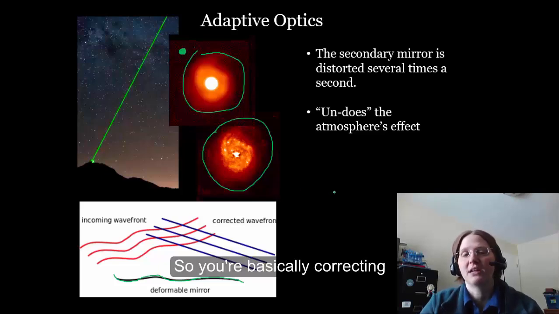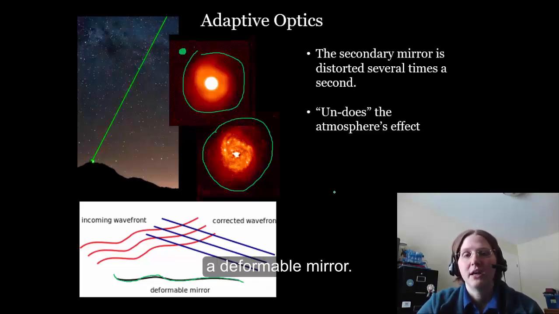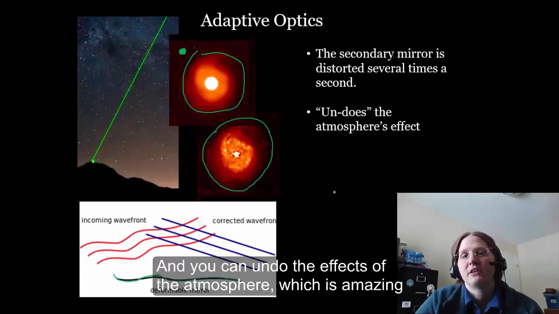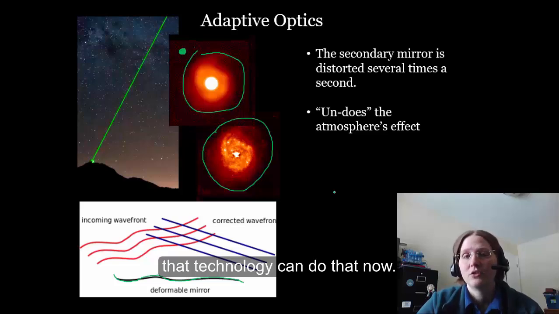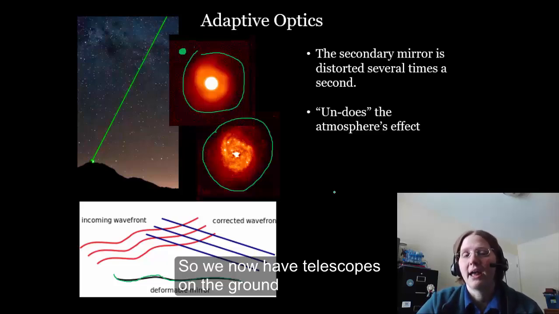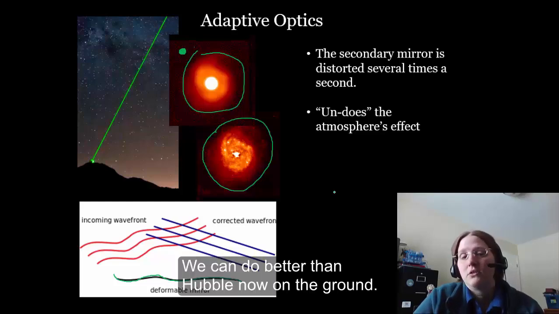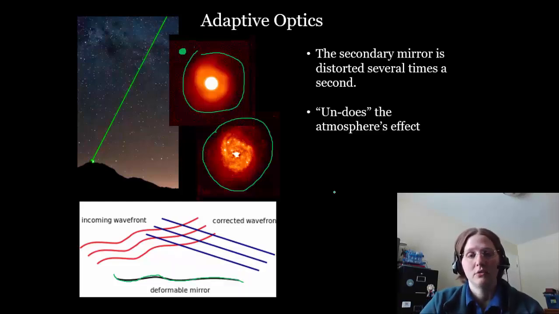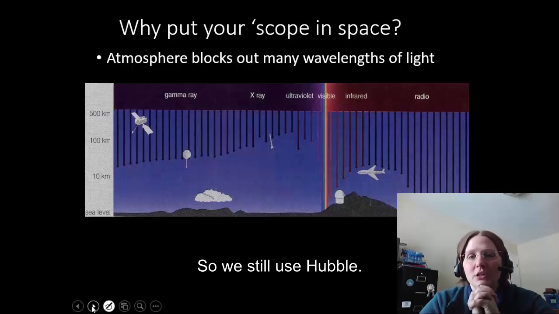So you're basically correcting for twinkling several times a second using supercomputers and a deformable mirror, and you can undo the effects of the atmosphere, which is amazing that technology can do that now. So we now have telescopes on the ground that can do visible astronomy better than Hubble. We can do better than Hubble now on the ground. So we still use Hubble.